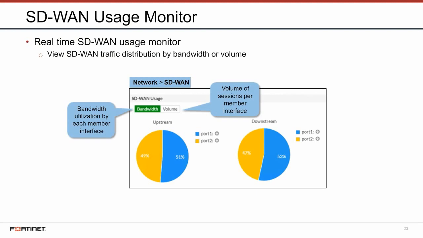You can use the SD-WAN usage monitor to view traffic distribution between the member interfaces based on bandwidth or volume. The volume view gives a better representation of the sessions being load balanced across all the member interfaces, whereas the bandwidth view shows you how much bandwidth each interface is using as a result of the sessions passing through them.